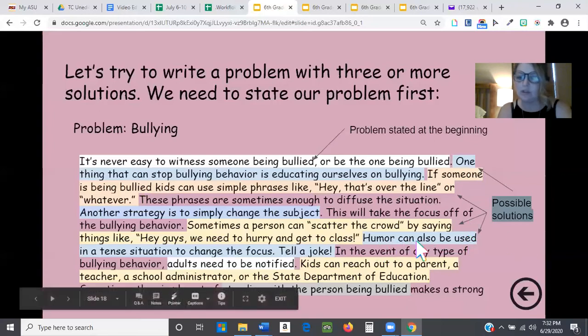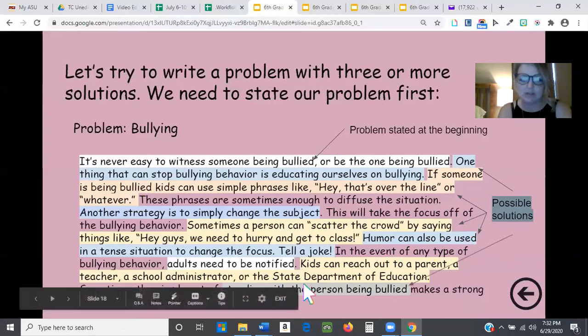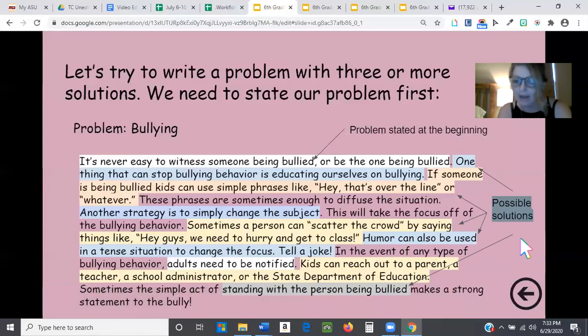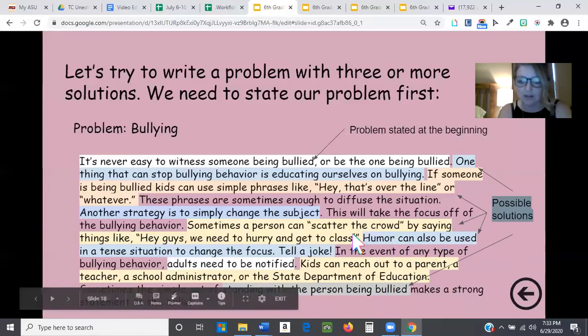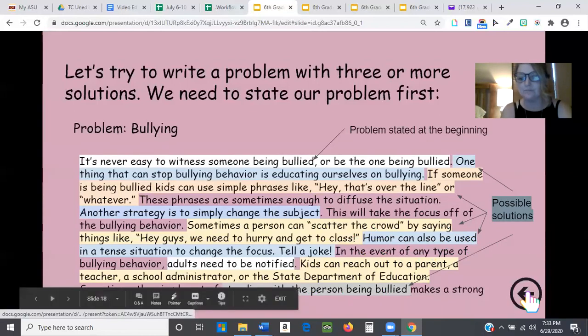This one talks about humor being used. So funny, telling jokes, being funny. And down here, we're talking about standing with the person being bullied. So you can see we have a lot more than 3. We have at least 5 here. I think there's another one in there that I did not get an arrow pointed to, but those are our possible solutions. So we can totally see how problem and solution works. Okay.